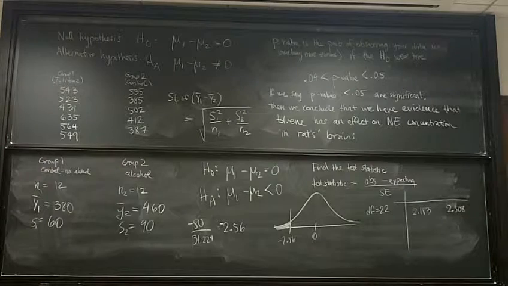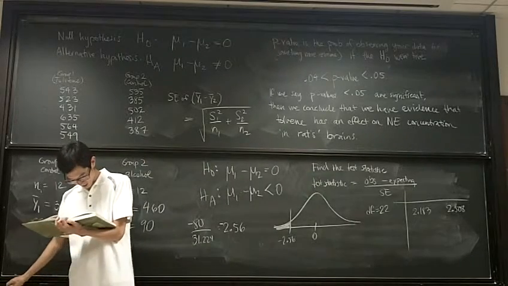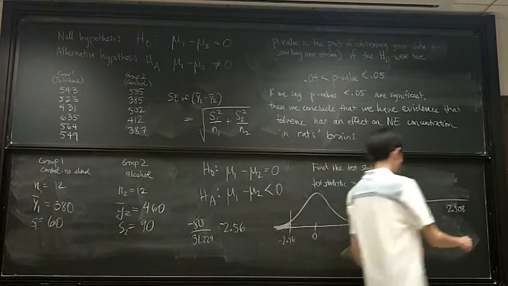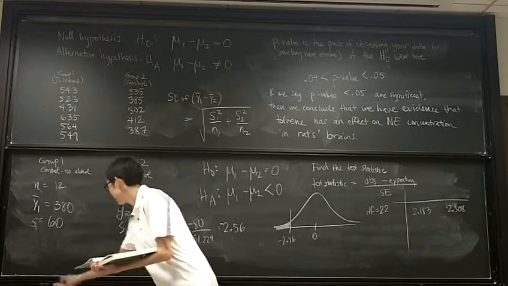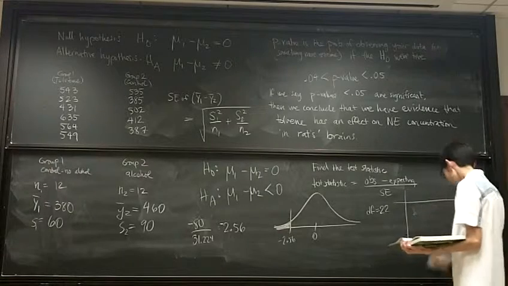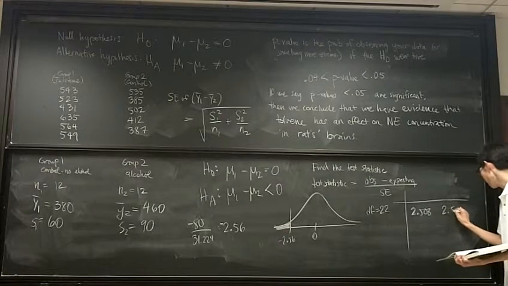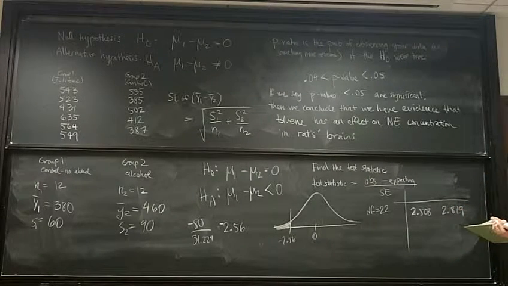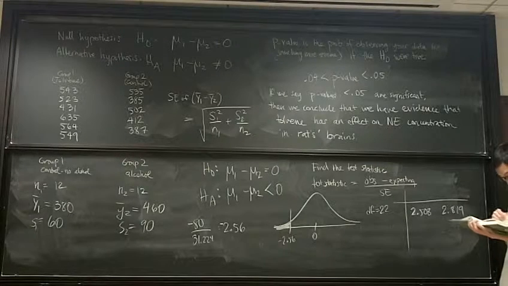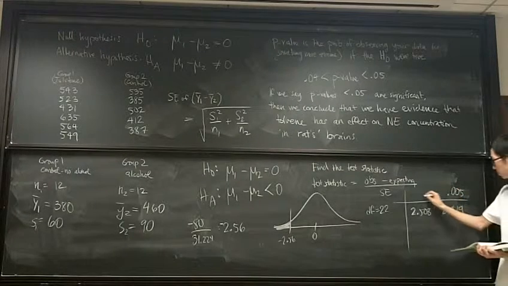So 2.56. Oh no, I'm doing my math wrong. 2.819. That's the number I want. 2.508, 2.819. And 2.819 corresponds to 0.005, and 2.508 corresponds to 0.01.